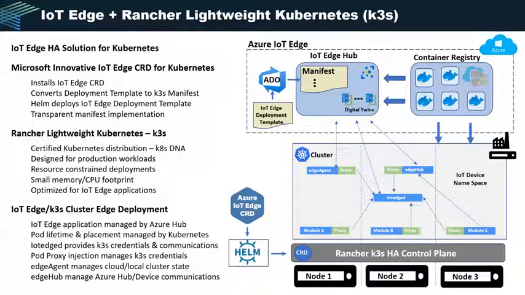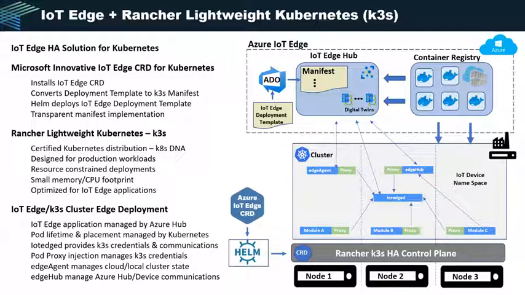So in 2018, Microsoft came up with a way to run IoT Edge on Kubernetes, which was a big plus for us because all of a sudden we were able to leverage the high availability capabilities of Kubernetes. Plus, it was much easier with namespacing and things like that to manage the high number of pods that we'll be working with. It was a very innovative way that Microsoft implemented this.